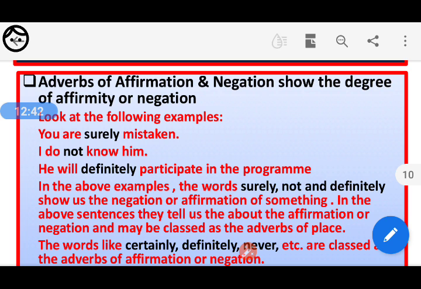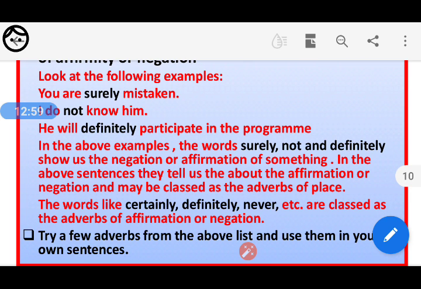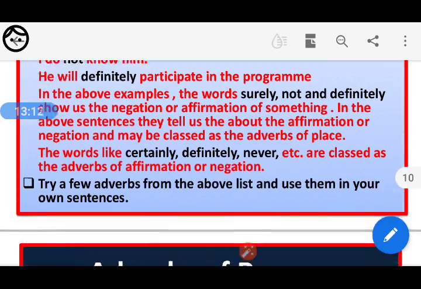Now you see, in the above examples, the words surely, not, and definitely show us the negation or affirmation of something. In the above sentences, they tell us about the affirmation or negation and may be classed as the adverbs of affirmation or negation. The words certainly, definitely, never, ever, okay, are classed as the adverbs of affirmation or negation. Now try a few adverbs from the above list and use them in your own sentences.